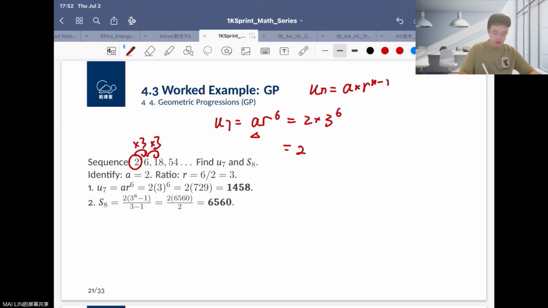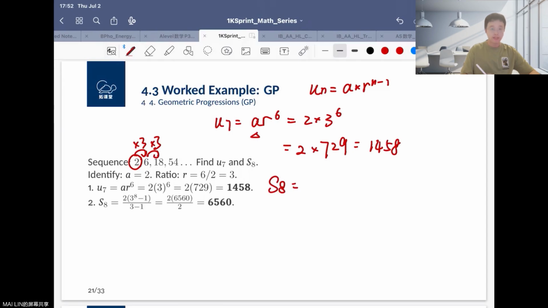So you can calculate it as 2 times 729, and the final answer is 1,458. That is the seventh term. And the sum of the first 8 terms, we can consider as S8.